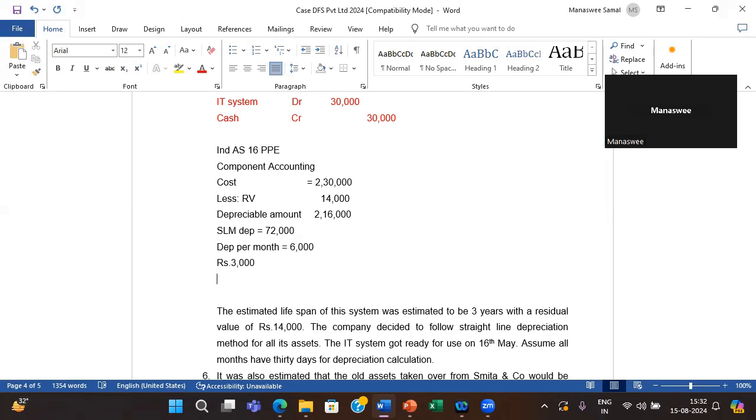Generally, I think anybody would like to have this kind of entry. Depreciation is an expense. It is the reduction in asset value. So I'll debit it because expense is going up. Depreciation debit 3,000.